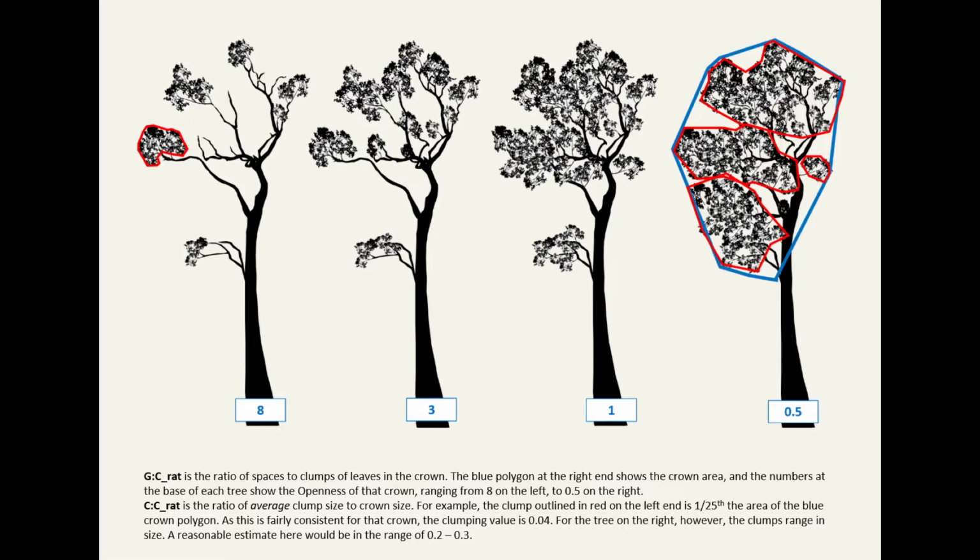The first thing we want to estimate for canopy descriptors is the clumping of the leaves in the canopy. We can see how branches form clumps of leaves. In some plants this might be completely uniform, but in a lot of plants, such as many eucalypt species, we will see that clumps of leaves are quite sparsely separated.